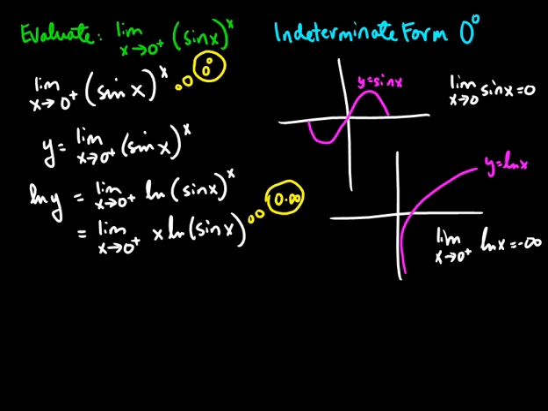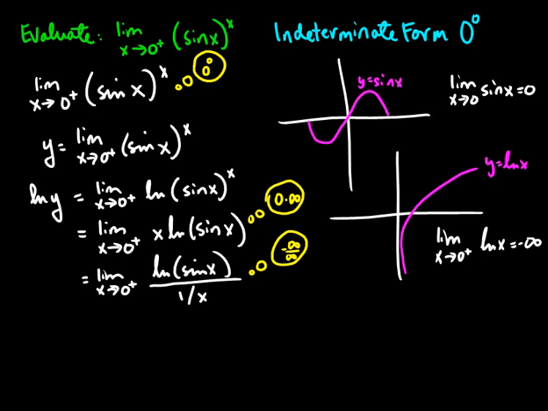But 0 times infinity is an indeterminate form, and still not something that we deal with using L'Hopital's rule directly just yet. And the way we prepared it was by, instead of multiplying by x, we'll divide by 1 over x. And now ln of sine x as x approaches 0 from the right is negative infinity, and 1 over x as x approaches 0 from the right is going to become positive infinity. And so we end up with an infinity over infinity, which is something that we can use L'Hopital's rule for.